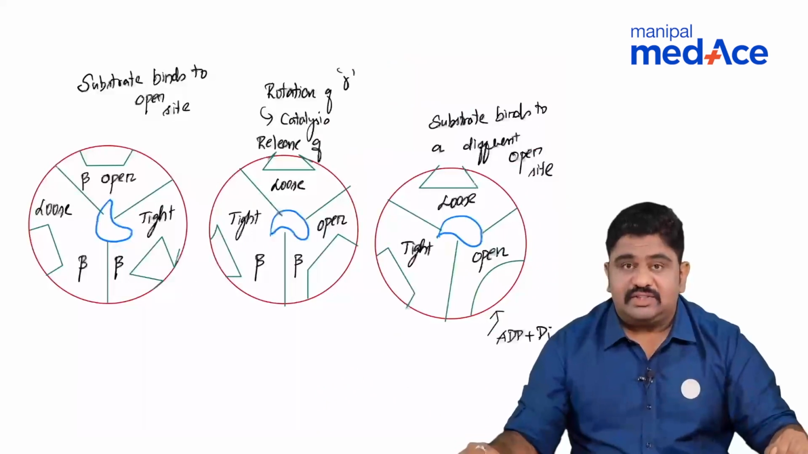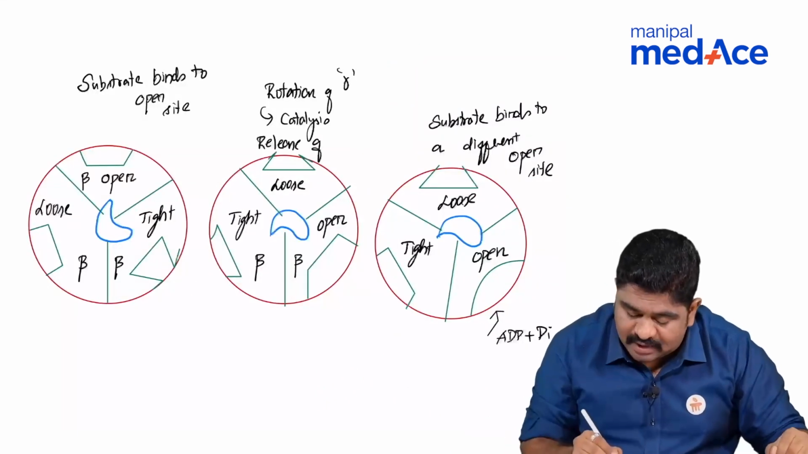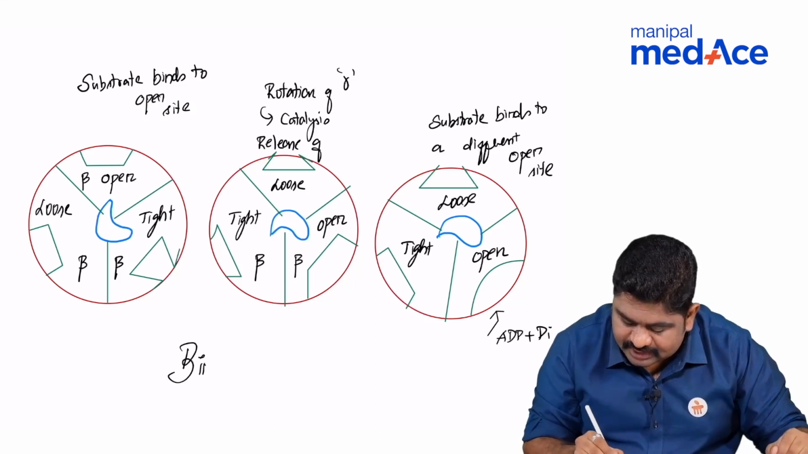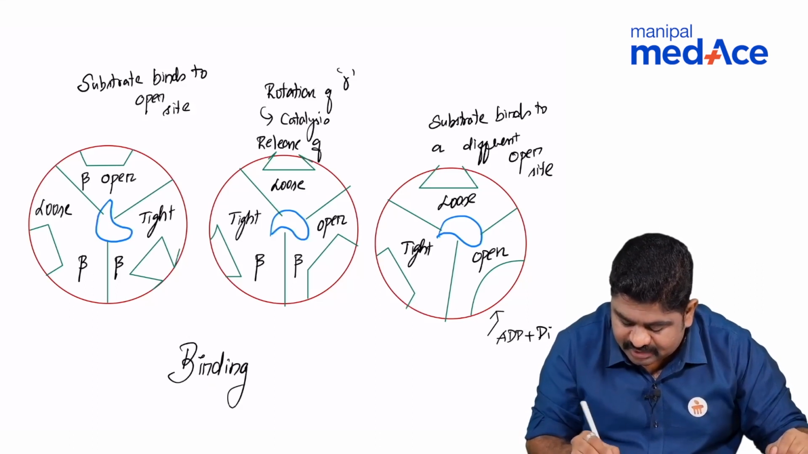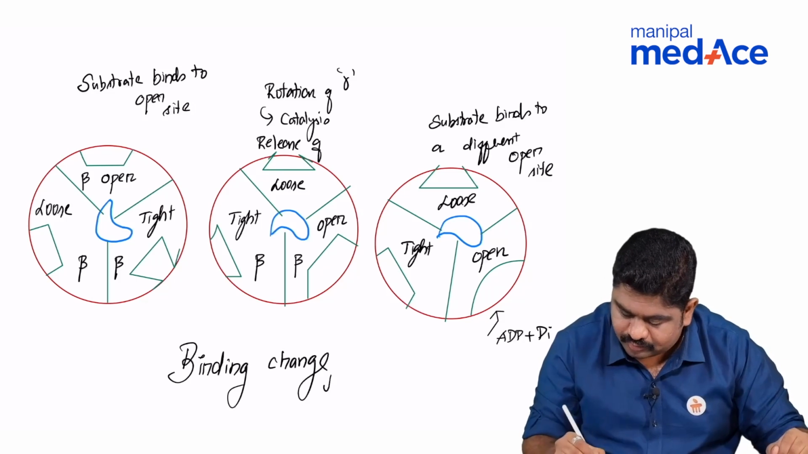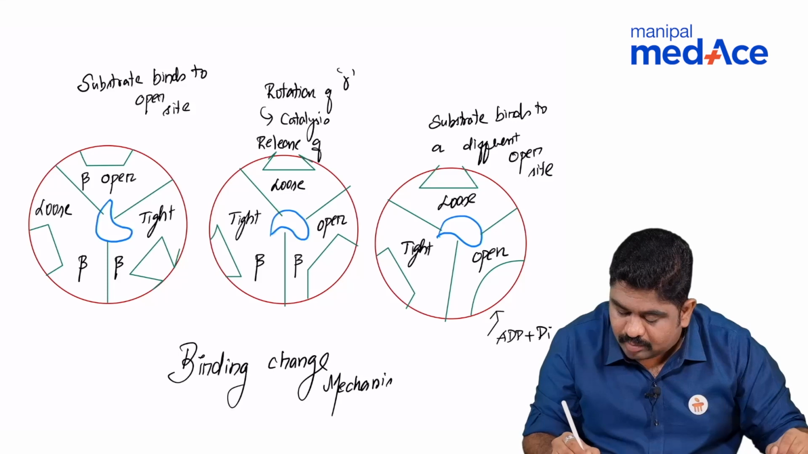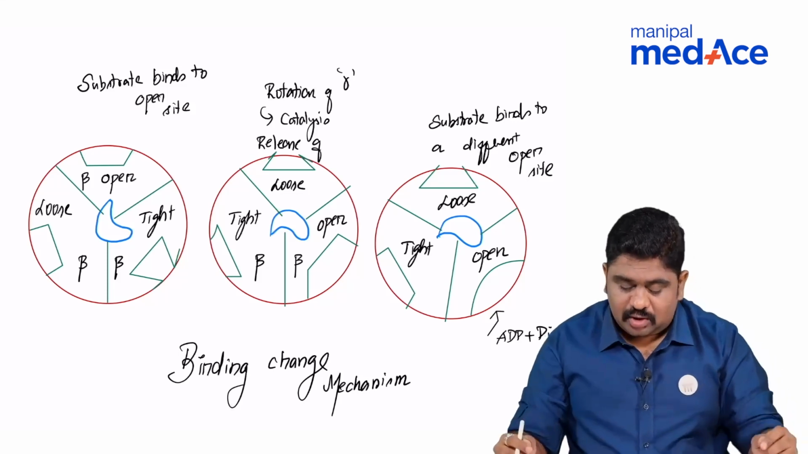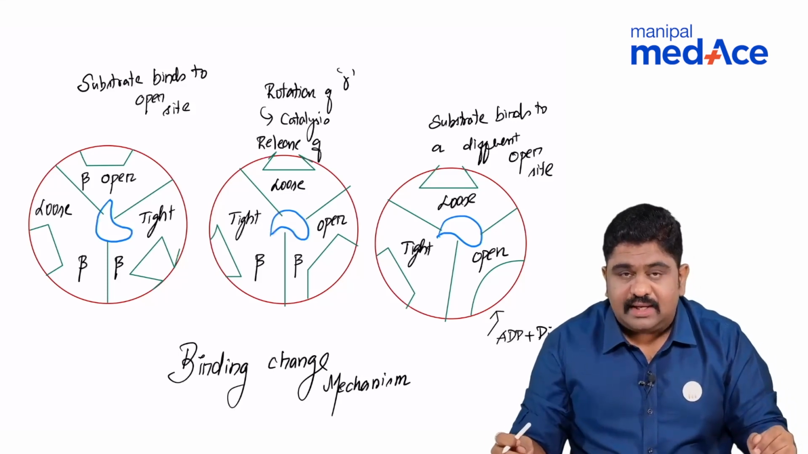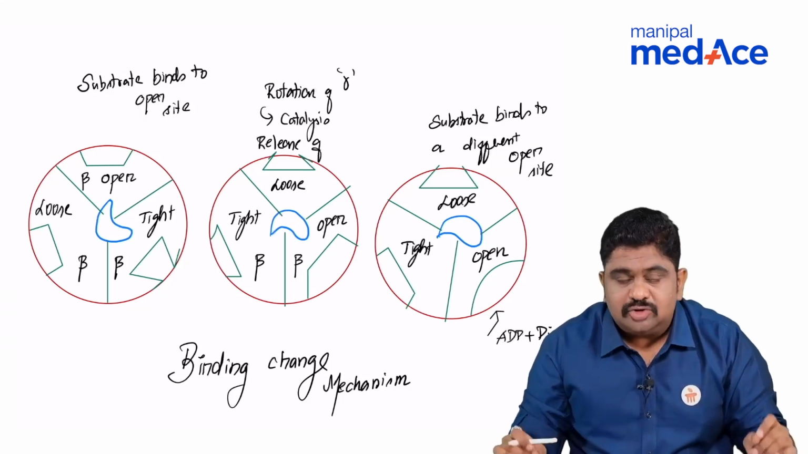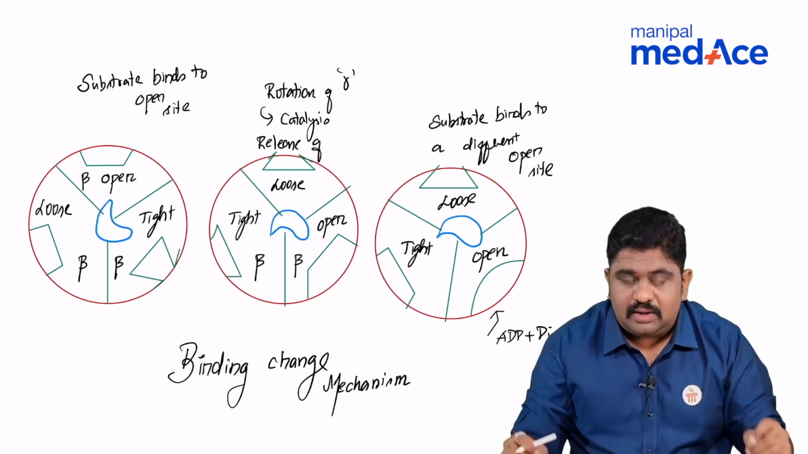Now look at this concept. This is called the binding change mechanism. What is this? An explanation for the beta subunit acting as the ATP synthase complex, because of which ATP is synthesized through the gamma axle rotation.